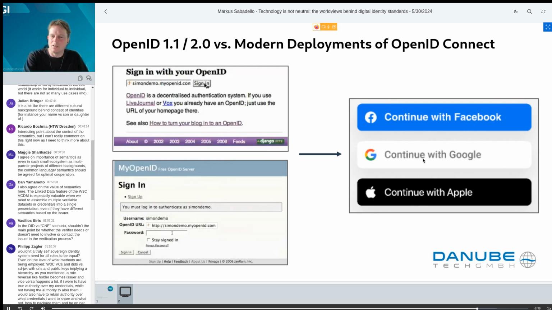And there's no doubt that this is simpler, right? The thing on the right side is much simpler. Centralization is simpler than having to really be in control of your own identity.